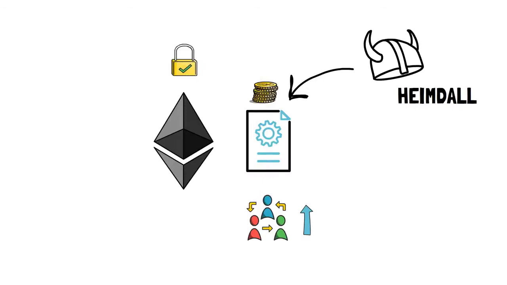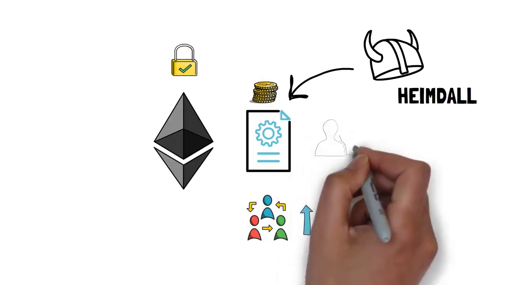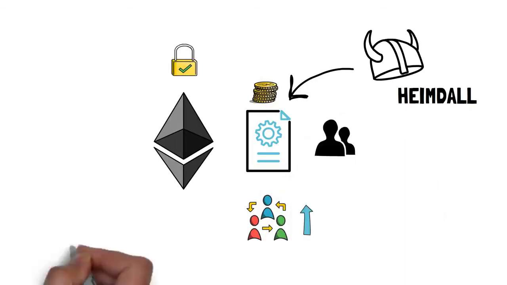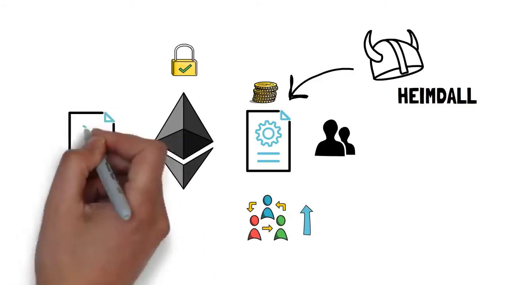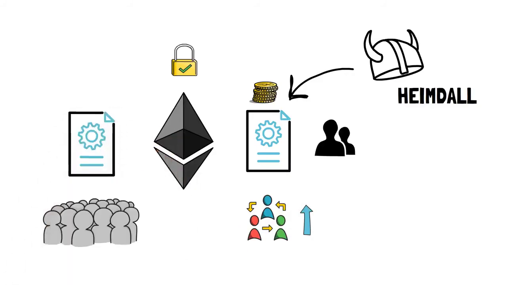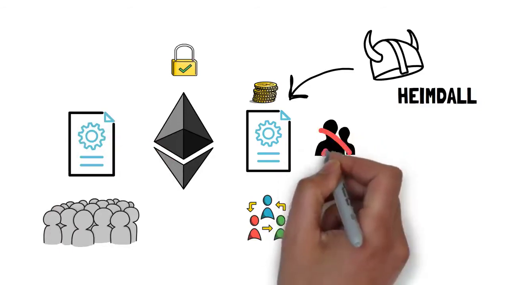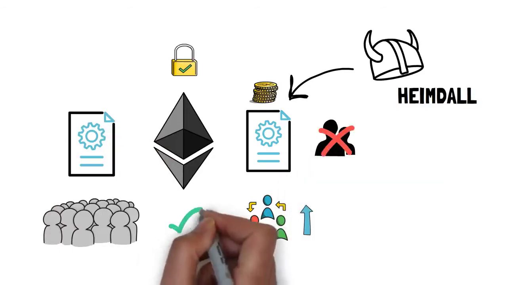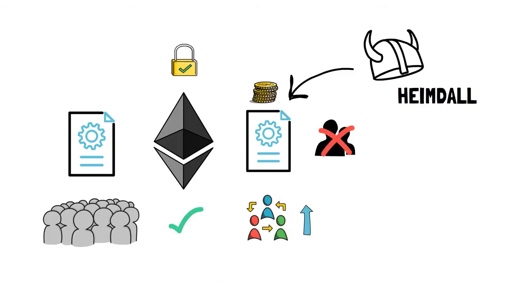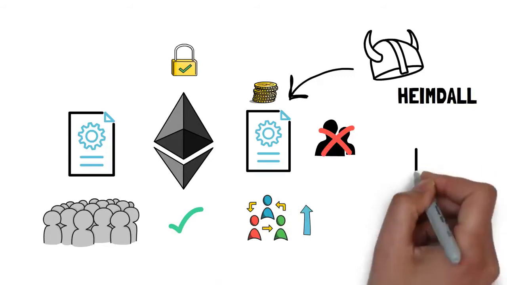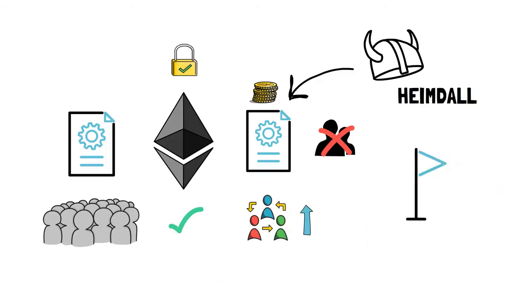Even if a majority of validators collude and start acting maliciously, the community can come together and redeploy the contracts on Ethereum to fork out, for example, slash the malicious validators, and the chain can continue to operate as intended. Heimdall is also responsible for checkpointing, more on this later in the video.